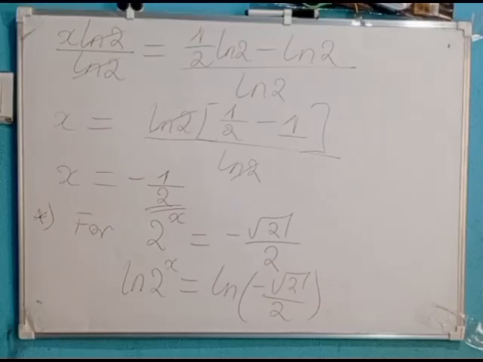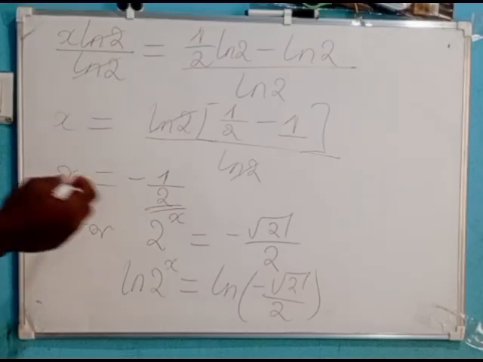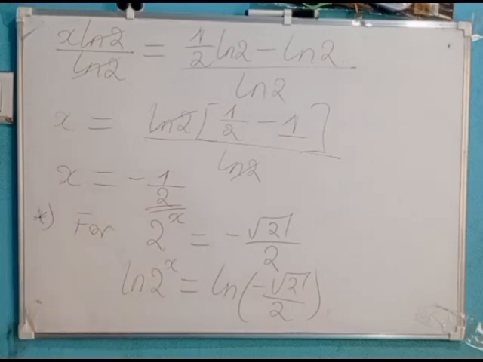Then we are going to conclude, therefore, x is equal to negative a half. That is the only solution for that exponential equation. We are done with the solution.